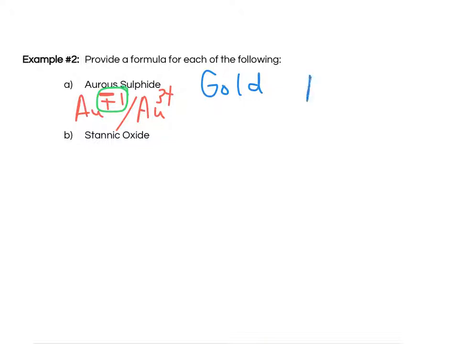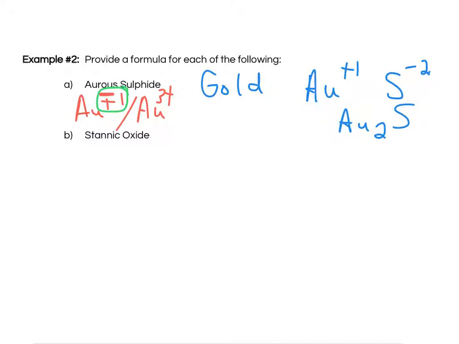So I'm going to go ahead and put that in gold. So Au, +1. And I'm going to cross that down with sulfide. Sulfide is an ion with a -2 charge. So that results, when I cross that over, Au2S1, which of course I'm not going to put the 1 in.